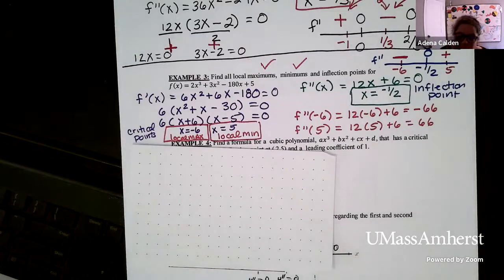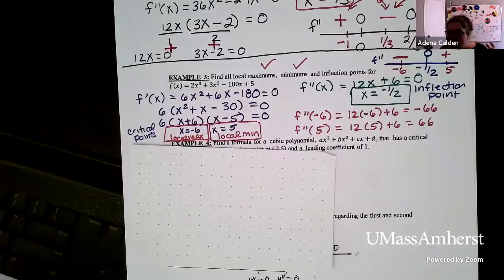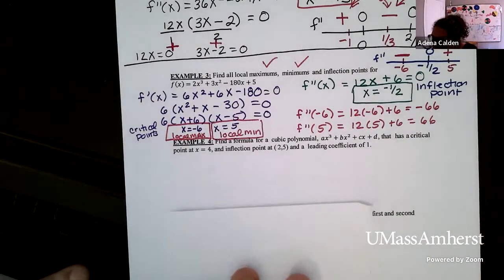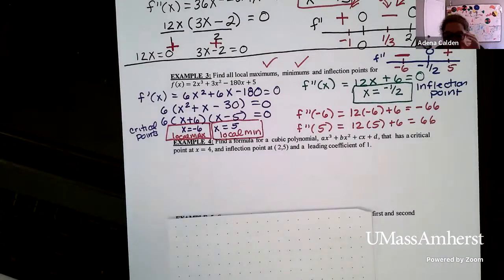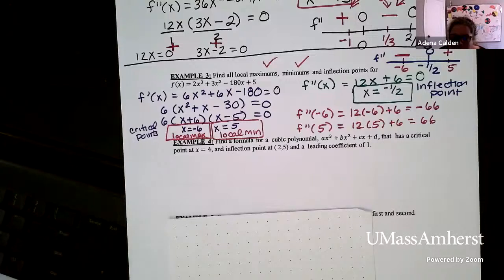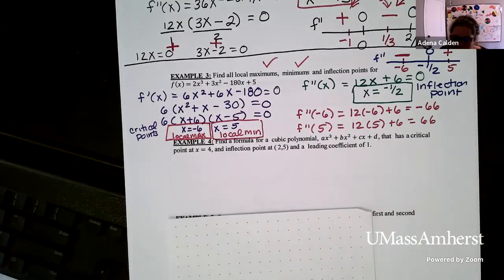And so we're going to do some analytical problems now that really help us think about how we apply these definitions. The first one we're going to look at is we want to find a formula for a cubic polynomial in the form ax cubed plus bx squared plus cx plus d that has a critical point at x equals 4 and an inflection point at (2, 5) and a leading coefficient of 1.